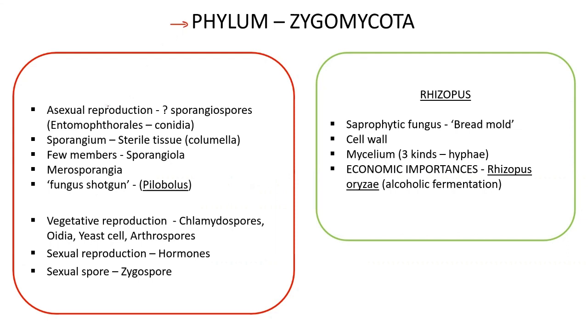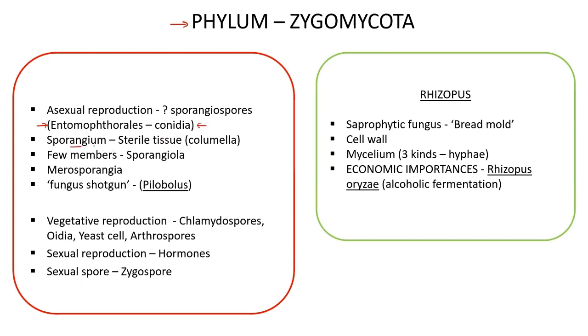You know that the asexual reproduction in the members of Zygomycota takes place by the formation of sporangiospores inside sporangium on the stalk-like structure which is called as sporangiophore. Now in the order Entomophthorales, there is production of conidia. So this is an exception. From here, the question can be made.